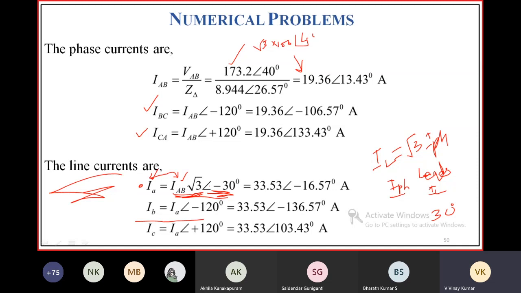Otherwise, after getting this, directly add minus 120 and you get this. Or, sorry, after adding plus 240, you get this. Otherwise, plus 120.